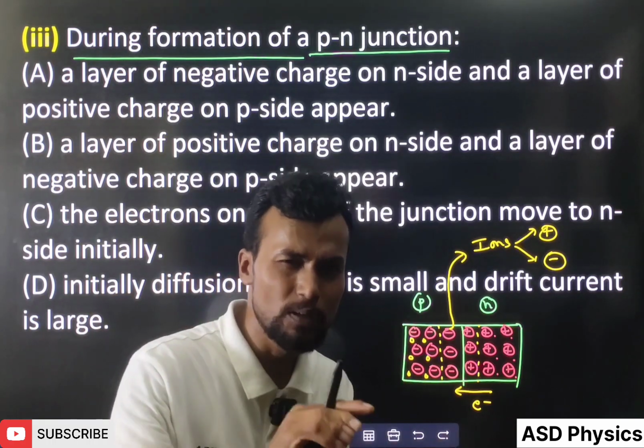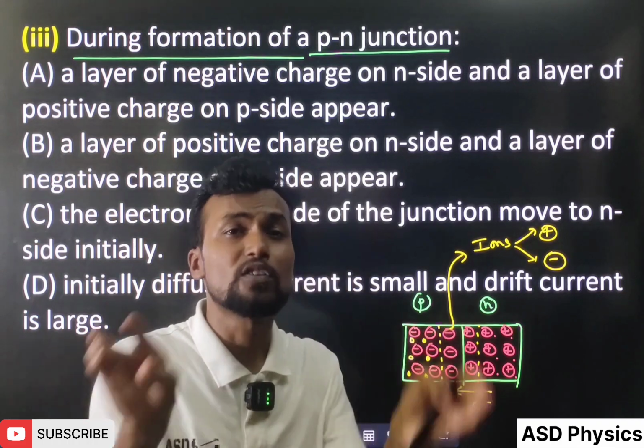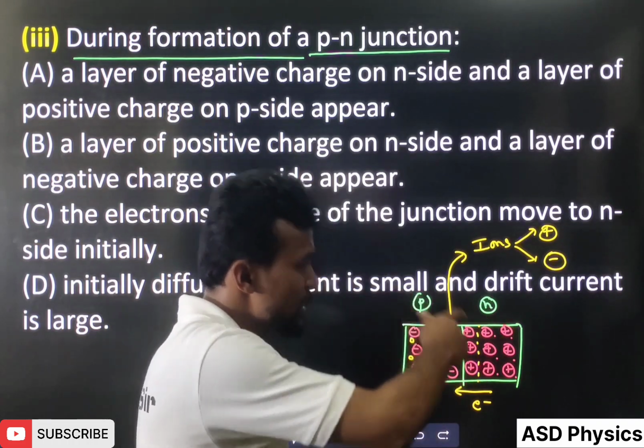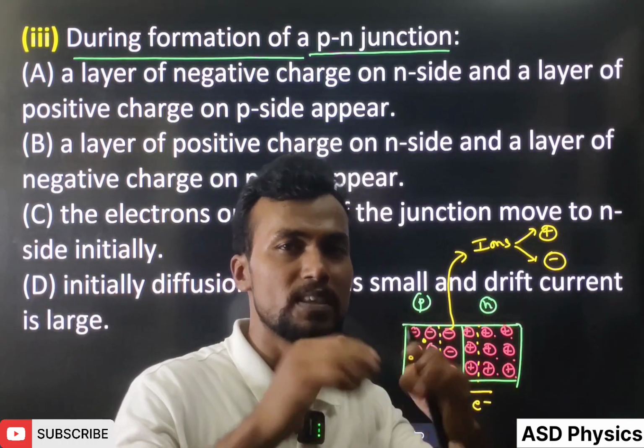After that, to get the equilibrium, diffusion current will come. Then the minority carriers will move, that means from p side electrons and n side holes. So when they move, drift current will be there. When both of them become equal, then equilibrium will be reached. Now that is all the story.